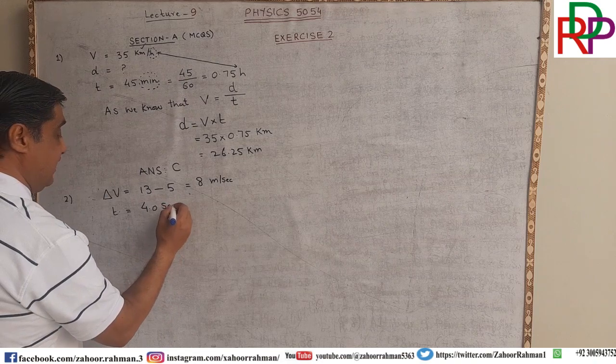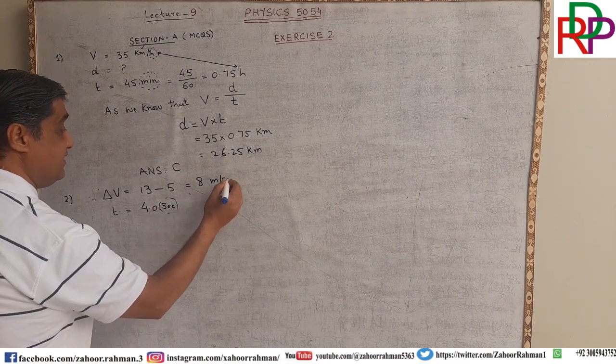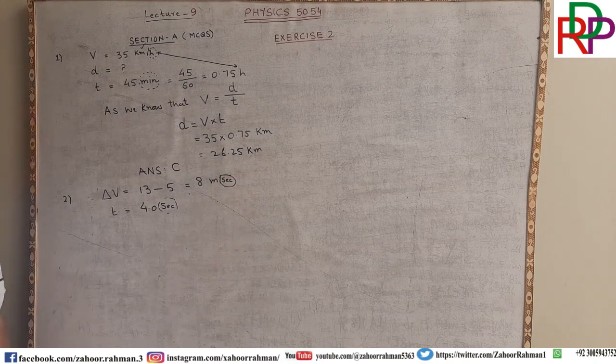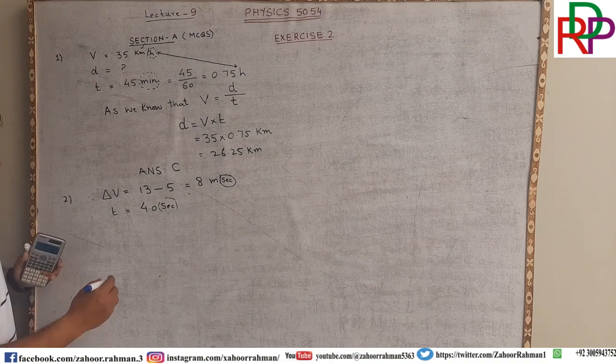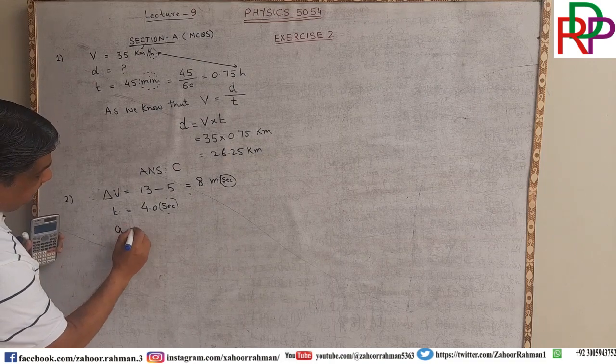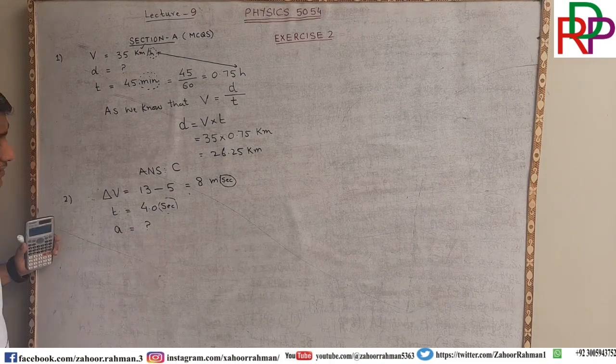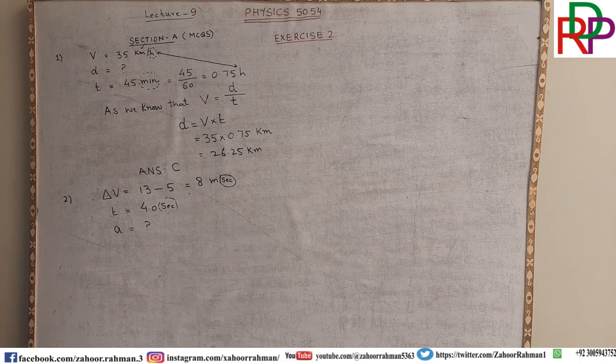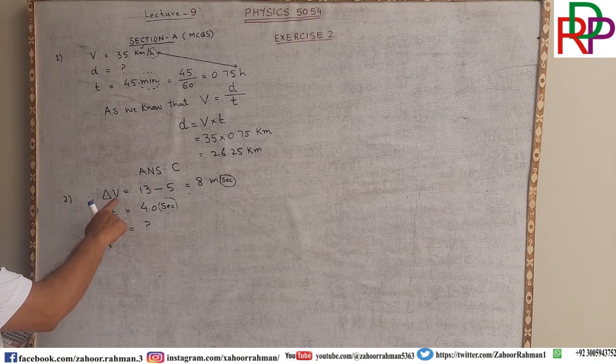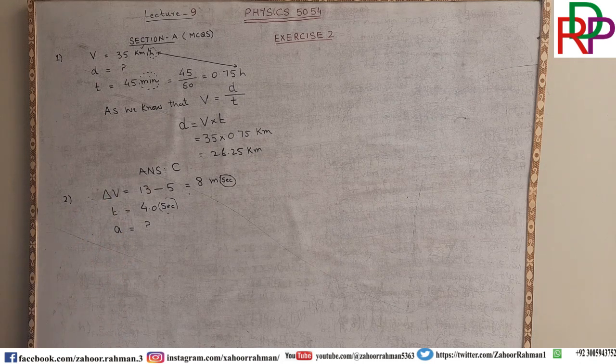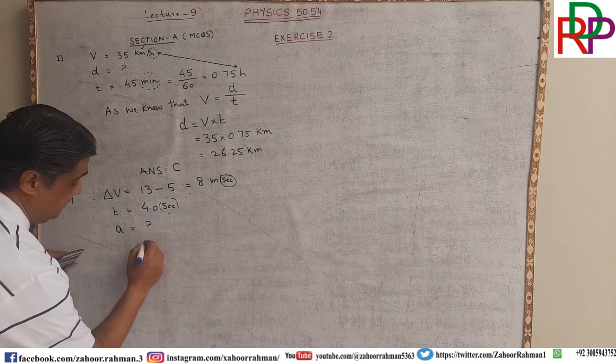Now this is also second and this is also second, so there is no need to convert the units from one unit to another unit. And then we have to find acceleration. They want us to find how much acceleration is there. You must understand, if there is a change in the velocity, then there will be acceleration. So we have to find the acceleration.